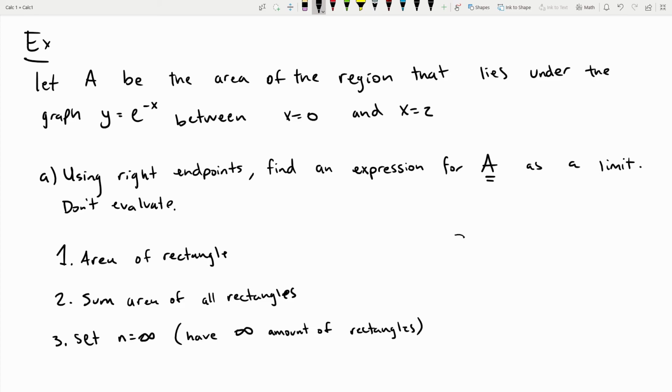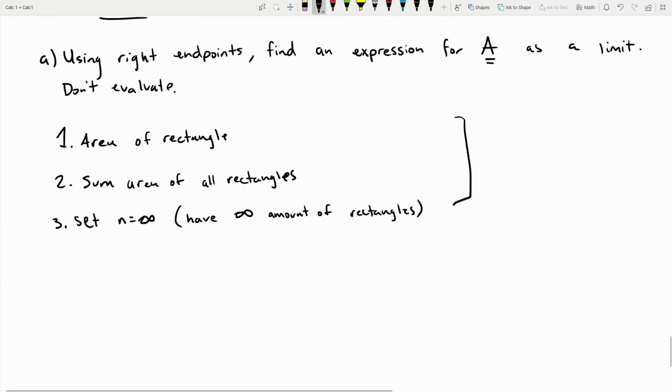So these are the 3 steps that we're going to take to finding the area under this curve right here, the y equals e to the negative x. Let's go ahead and start off with number 1. Number 1 is to find the area of the rectangle. We know that the area of the rectangle is length times width. So let's go on to compute the length.